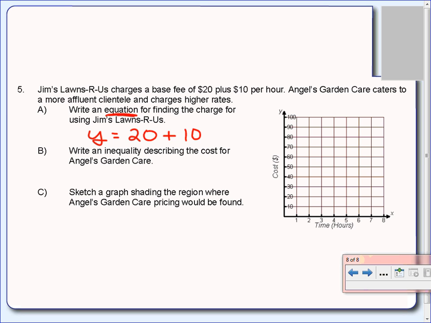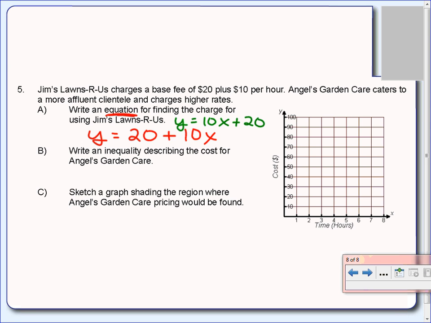I'm going to let X represent the number of hours. So what I have here is the equation Y equals 20 plus 10X, or I can also write that as Y equals 10X plus 20. We all agree that those two are the same thing, right? So either way would be fine. They mean the same thing.